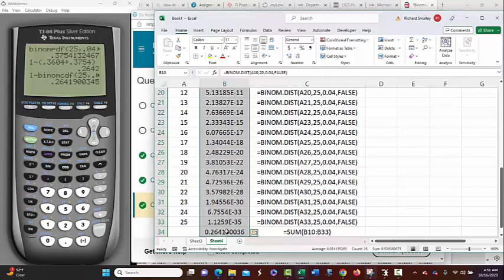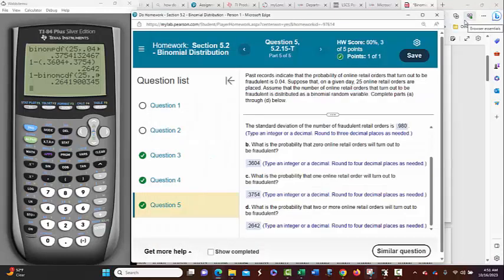There it is. 2642. We got it. We are that talented. And I believe that's it. That's going to conclude this section 5.2 on the binomial distribution.